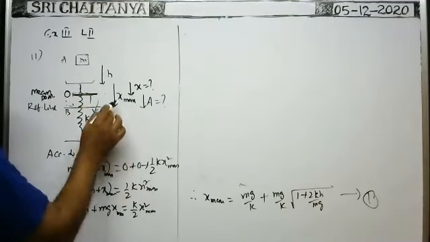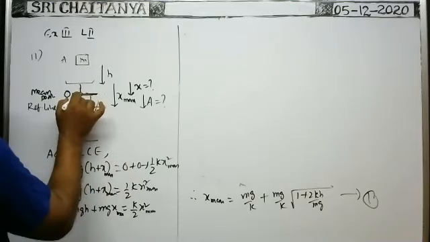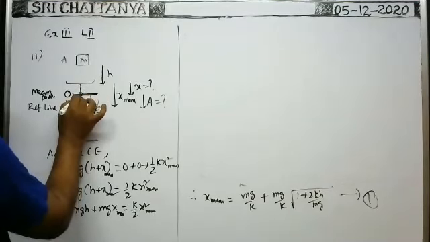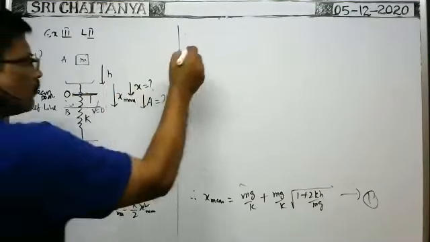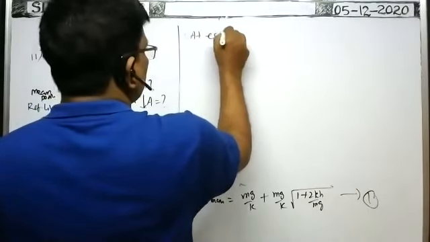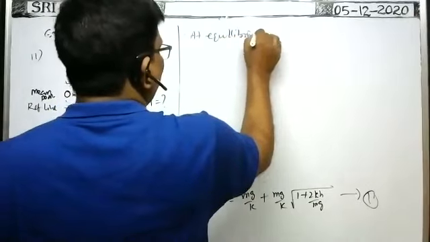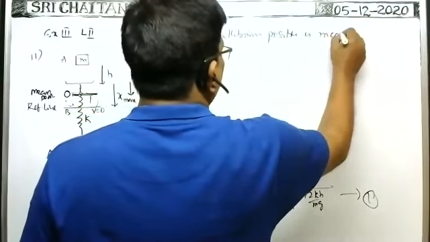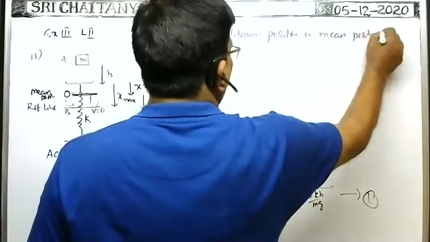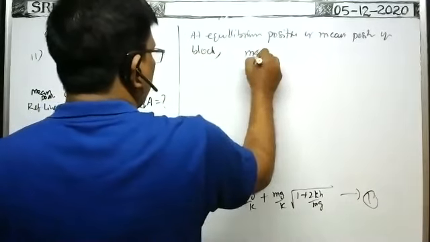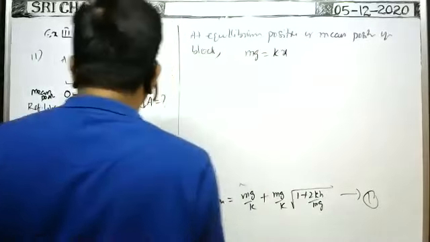That's why we had to find the equilibrium extension, the equilibrium compression here. The compression of the spring at the equilibrium position is x. So at equilibrium position or mean position of the block, the weight of the block mg must be equal to the spring force acting on the block.